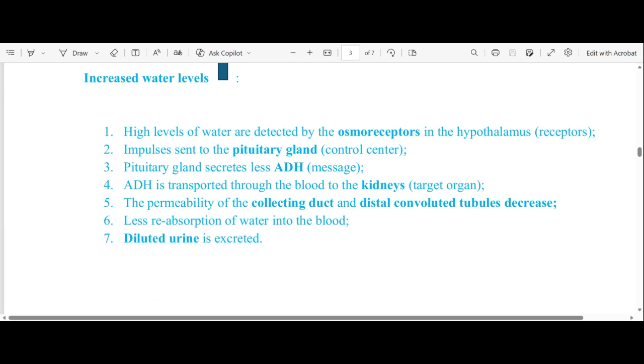The permeability of the collecting duct and distal convoluted tubules decreases. When the permeability decreases, less water is reabsorbed or infiltrates into the blood. Okay, number seven. If less water infiltrates into the blood, it means that your urine will contain a lot of water, so your urine will be diluted instead of being concentrated. Okay, let's continue. So this is how the body maintains water levels.